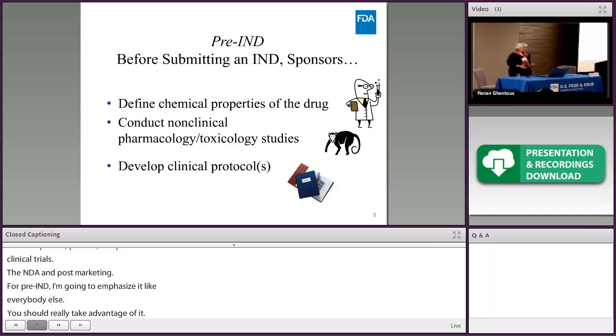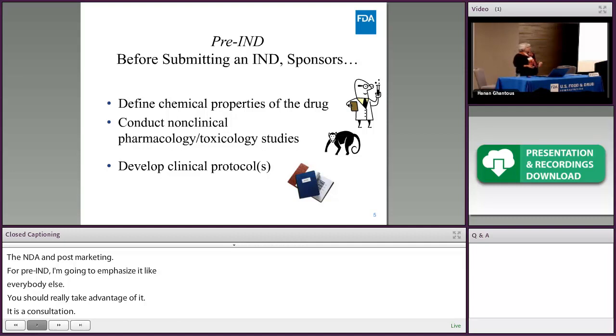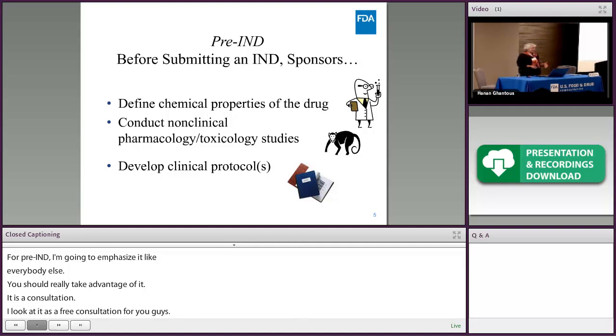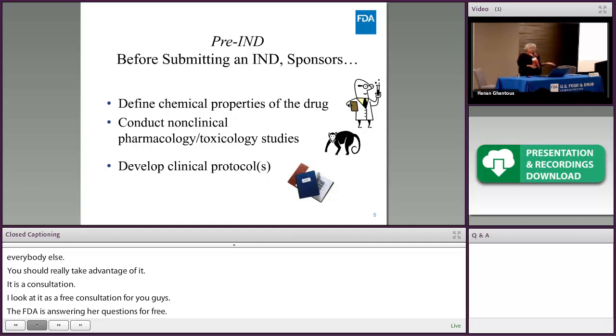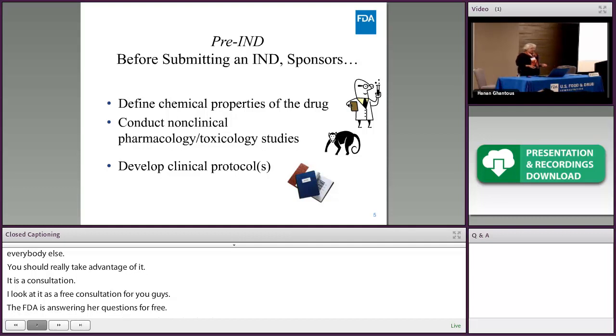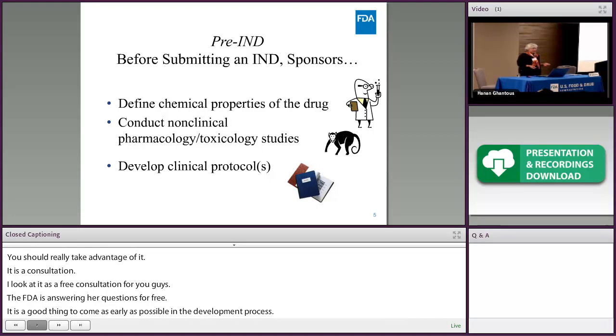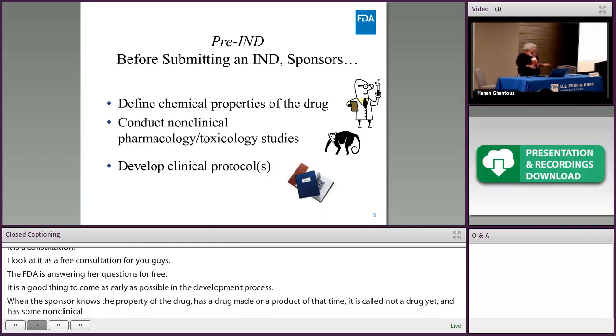And usually, it's a good thing to come as early as possible in the development process. So when the sponsor knows the property of the drug, has a drug made or a product at that time, it's not a drug yet, and has some non-clinical studies done or not even done, they just have a plan on what they're going to do, and a plan on how they're going to use the drug for what, then you can submit for a pre-IND meeting to the FDA, and you have to write a package for the meeting.